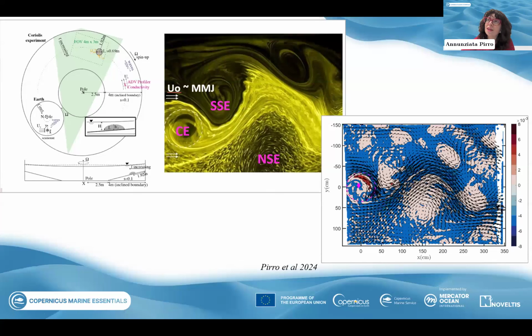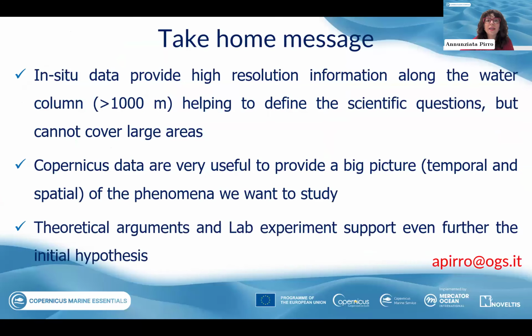So this is a bit of my science that shows you how I integrated the different datasets from in situ, Copernicus, or laboratory experiment, and this is my take-home message. So in situ data provide high resolution data. If you consider that gliders, for example, have a horizontal resolution of 3 kilometers and give you data every 5 minutes, for example, or every 1 meter of depth, and collect the data in 1000 meters along the whole water column, but they cannot cover larger areas.